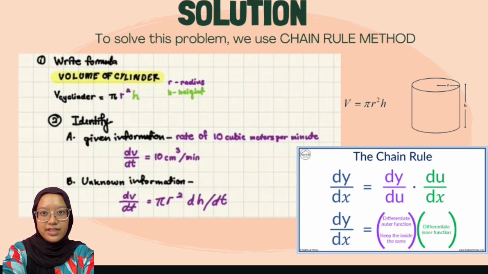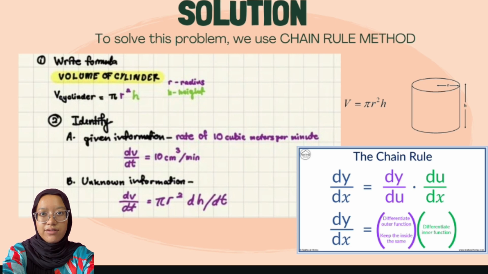The first step is we need to know and write the formula for the volume of a cylinder. So what is the formula for the volume of a cylinder? The formula is V equals pi r squared times h. R is for radius and h is for height. The second step is we need to identify two things, which are the given information and the unknown information. For the given information, the question mentioned 10 cubic meters per minute. That means we will write dV over dt equals 10 cubic meters per minute.